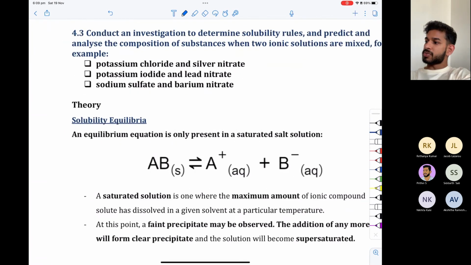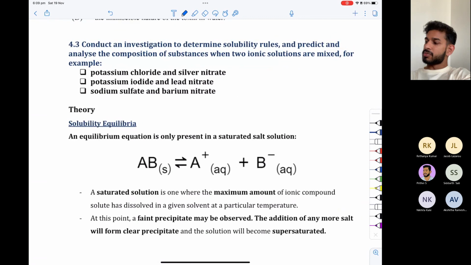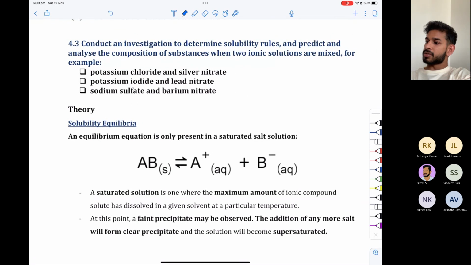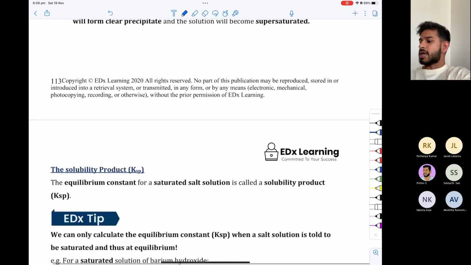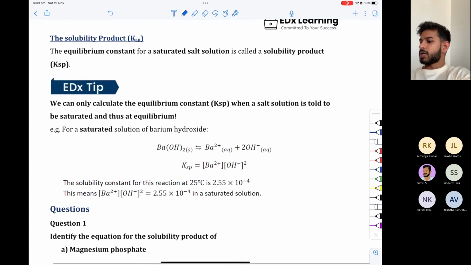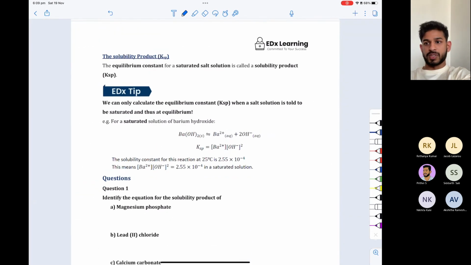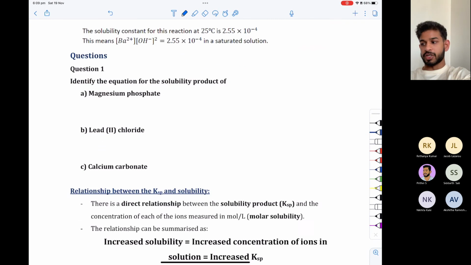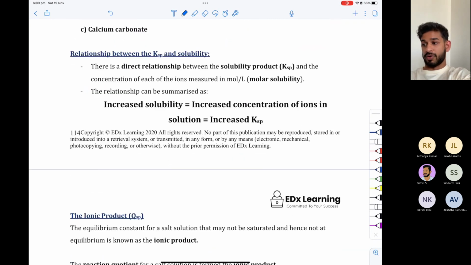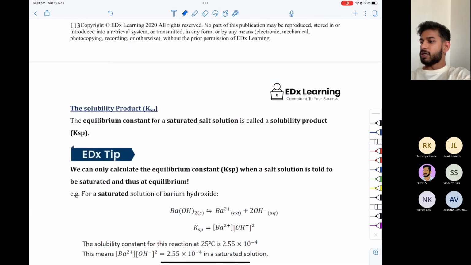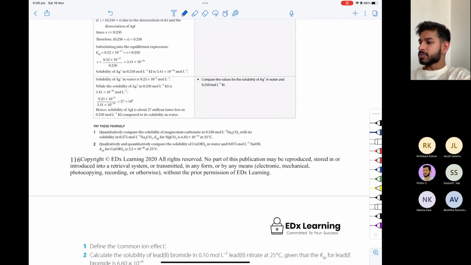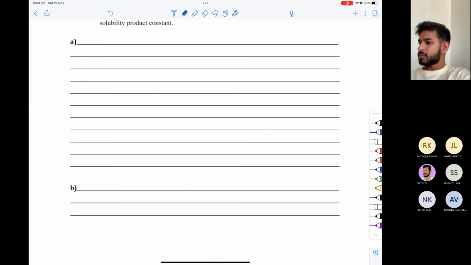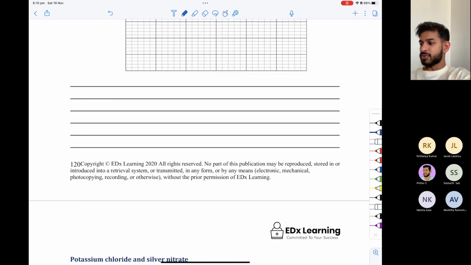Can help investigate the solubility rules and predict composition of substances when two ionic solutions are mixed. Okay. We'll probably have to go through these dot points next lesson. But what I'd want you guys to have a read of before we start next week. Next week, I plan to finish all of Mod 5. Is have a read of page 114. And try doing the questions if you can as well.